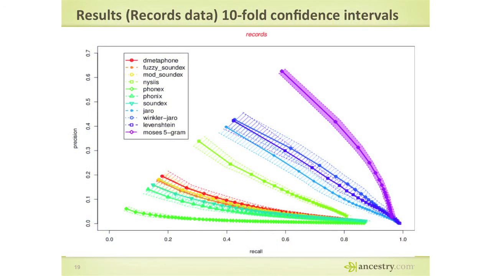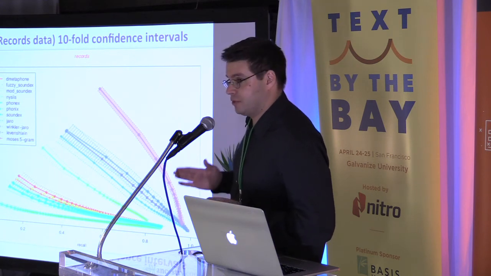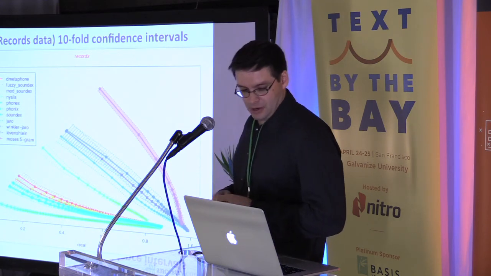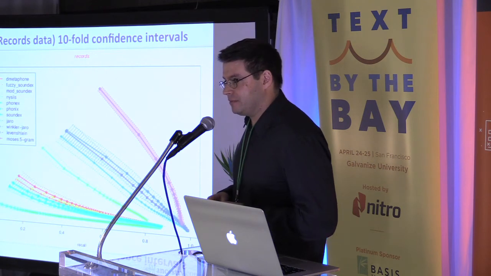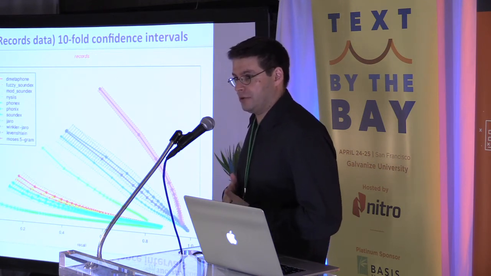Here are our results. This result is shown using records data. We show a precision-recall graph where you have curves for each individual method that we looked at. We used 10-fold cross-validation here, so we train on 1/10 of the data that we had, and we train on the rest.